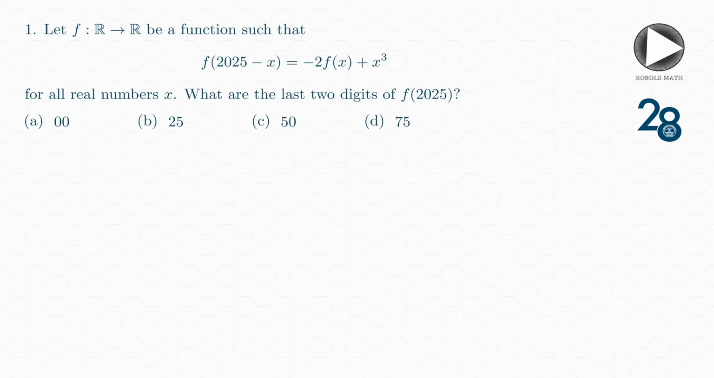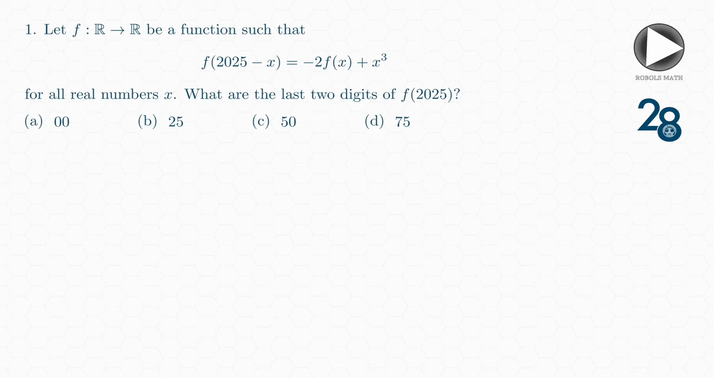We are given f as a function in the real domain, such that f of 2025 minus x equals negative 2 times f of x plus x cubed for all real numbers x. The question is, what are the last two digits of f of 2025?